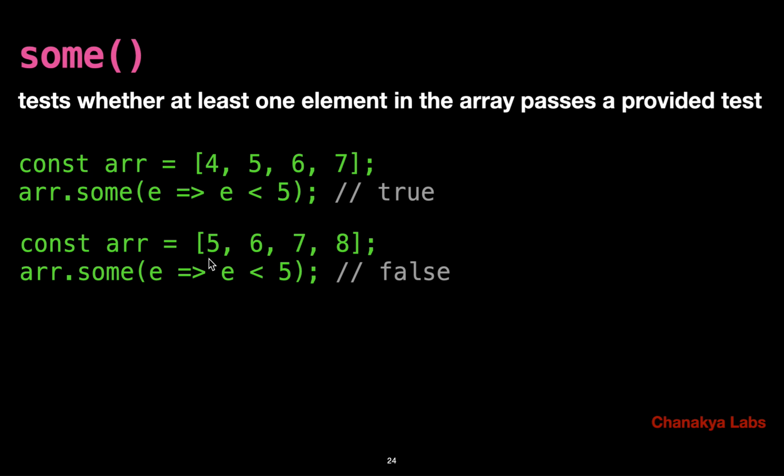Again here 5, 6, 7, 8. Is there any item which is strictly smaller than 5? No, there is no item smaller than 5, and that's why every call is returning false, and that's why the whole thing is false. Okay.